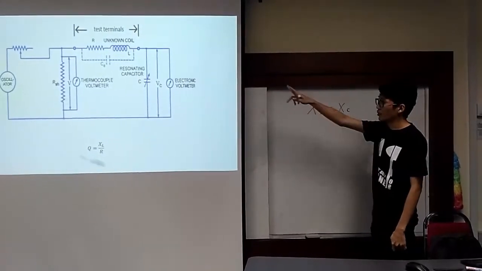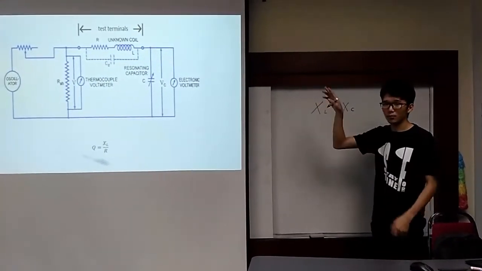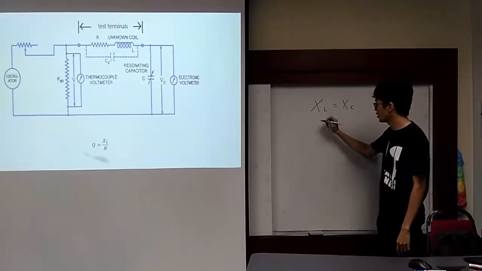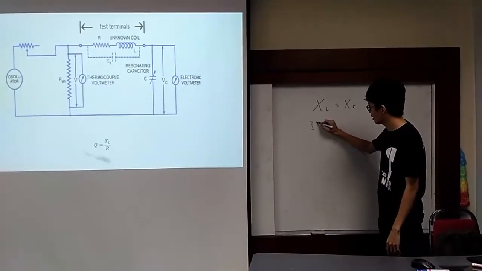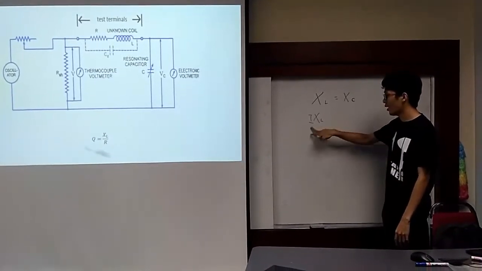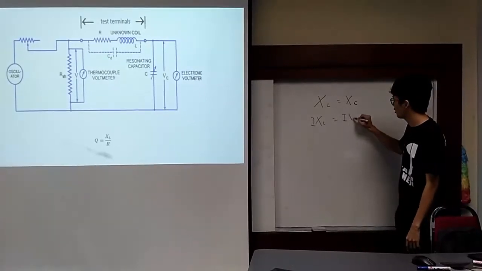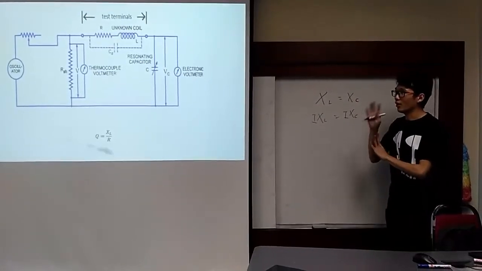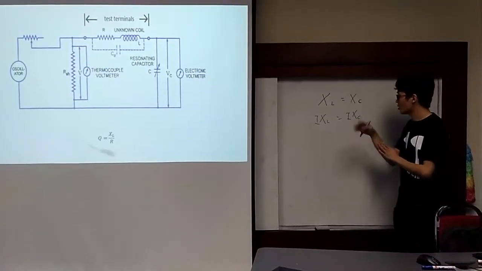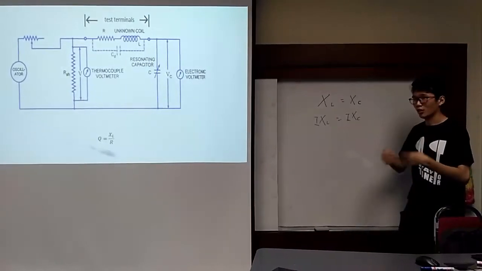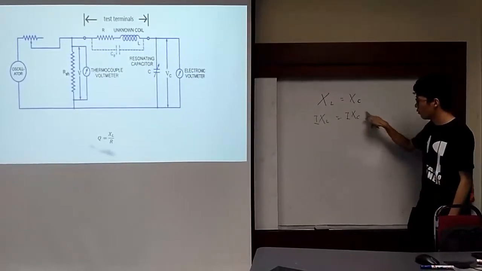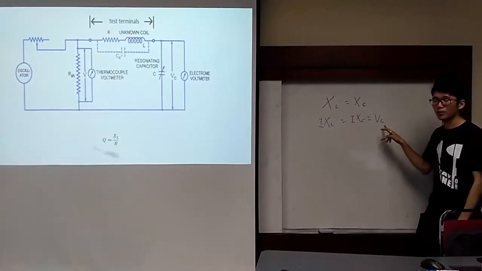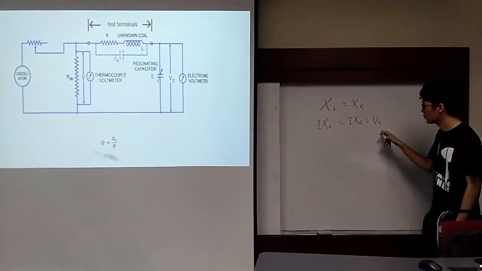Since the capacitor and the inductor are connected in series, the current flowing through them is the same. So we can also write I XL is equal to I XC. As I mentioned, an electronic voltmeter will measure the voltage across the capacitor. So I XC is also equal to VC, the voltage across the capacitor.